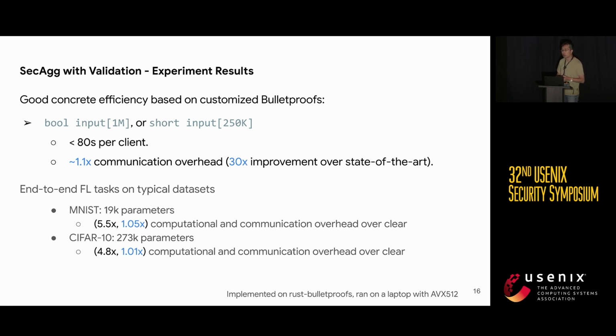We also did benchmarks to predict how expensive it is to do, for example, federated learning training using our protocol. For example, for the MNIST dataset with 19,000 parameters, using our protocol we only need about 1.05 times larger communication cost compared with training in the clear, so even without a secure aggregation protocol.